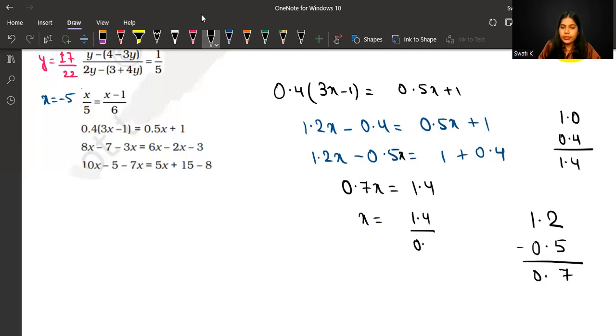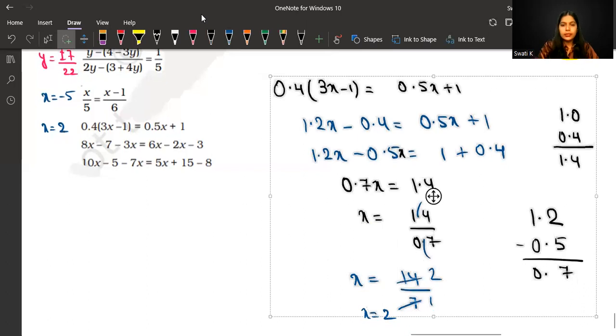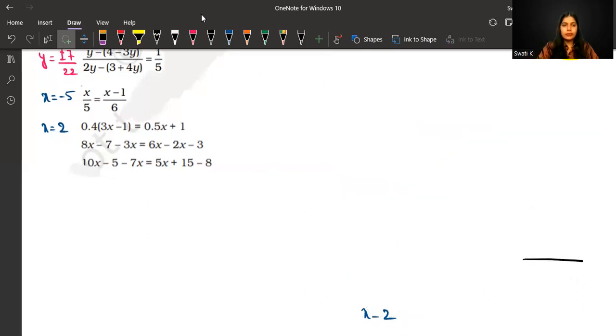Now one thing I want to tell you here, that after decimal, if the number of digits are same, you can cut that decimal. Okay, so now it is actually just 14 by 0.7. 0.7 is 7 only. So 7 times 2 is 14. So the value of x we got here is 2. So this is x equals 2. All right, now we can go to the next question. And for that, let's erase this and let's start with the next one. All right, so this is the next question.